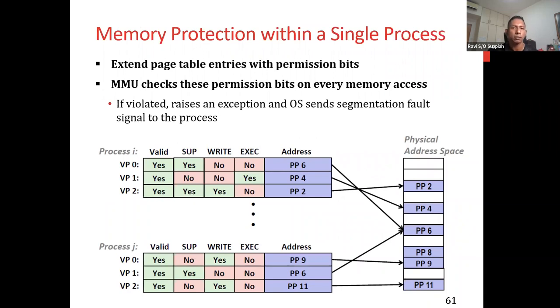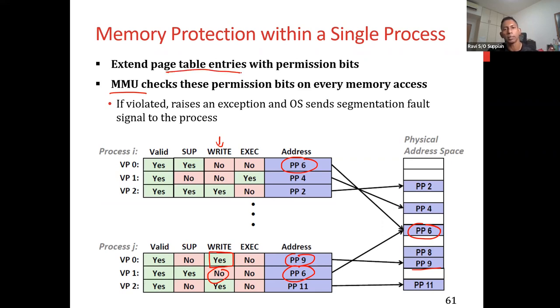Within the processor itself, the MMU also has its own layer of checking, by having certain bits that are set or cleared. Within the process, the OS may set certain permission levels. For example, when I access physical page six, I am not allowed to write any data to this space, because physical page six is shared, so there is no write access allowed. Whereas this physical page nine that I mapped to is a private space for process J, so I am allowed to do write access.